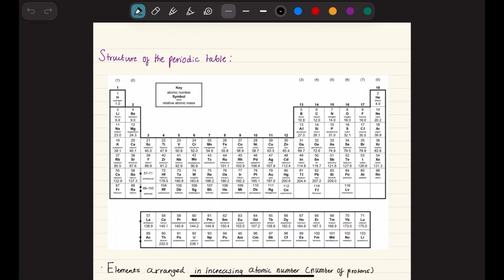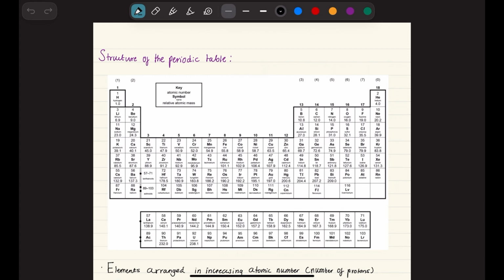Let's get into it. Okay, so the first thing we need to talk about is the structure of the periodic table. We should know from GCSE that we order it in increasing atomic number, or increasing number of protons in the nucleus. That is how we arrange the periodic table. So hydrogen has 1 proton in the nucleus, helium has 2, carbon has 6, and we keep on going from there.